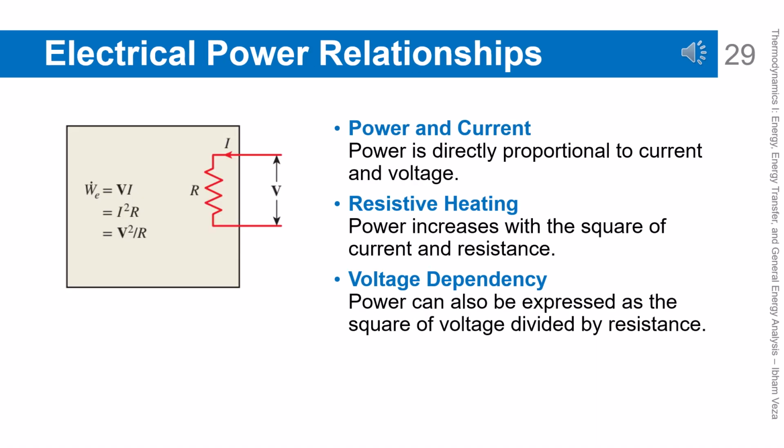Electrical power relationships. Electrical power can be expressed as the product of current and voltage. Power can also be written as the square of current times resistance. In addition, power can be expressed as the square of voltage divided by resistance. These forms show the basic relationships among electrical quantities. These equations are very important in the analysis of electromechanical systems.